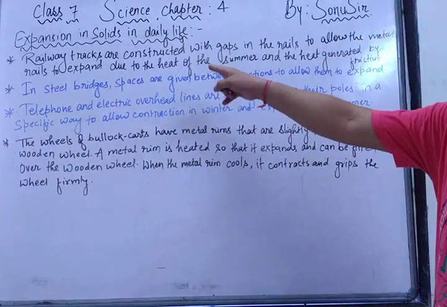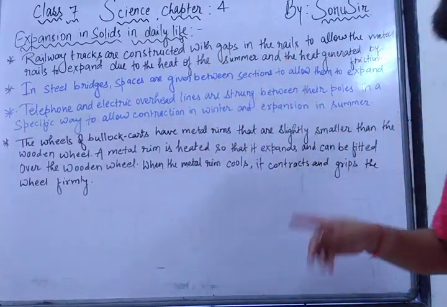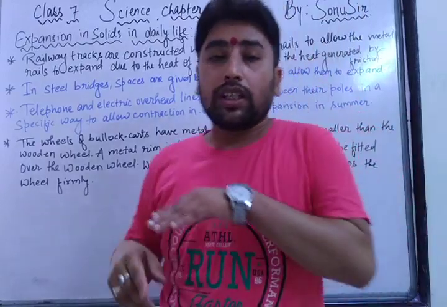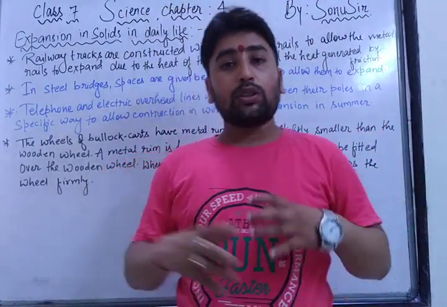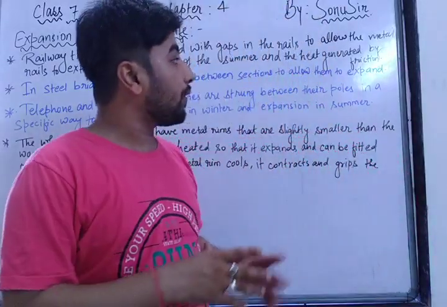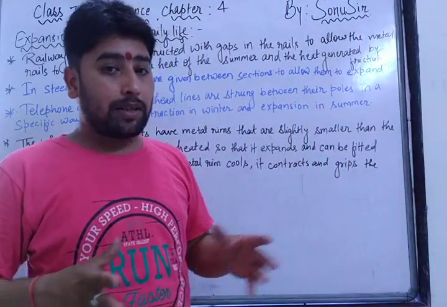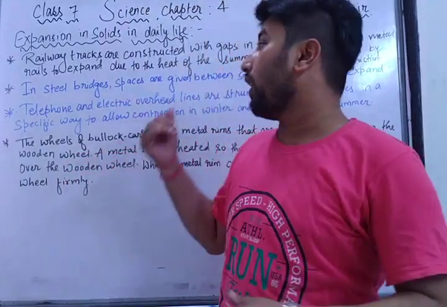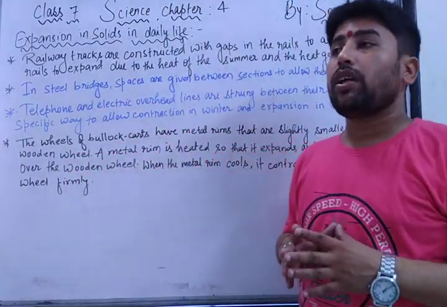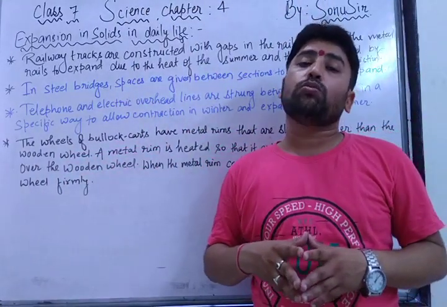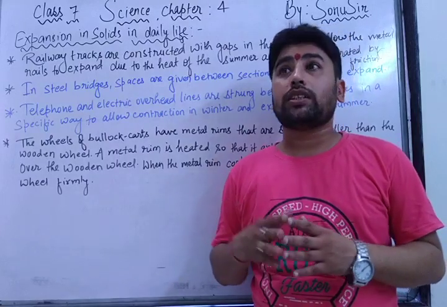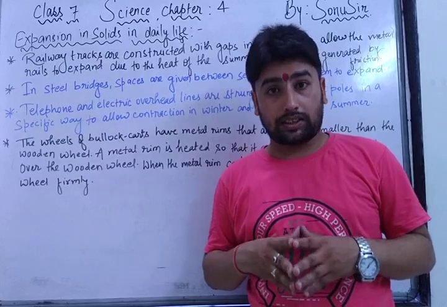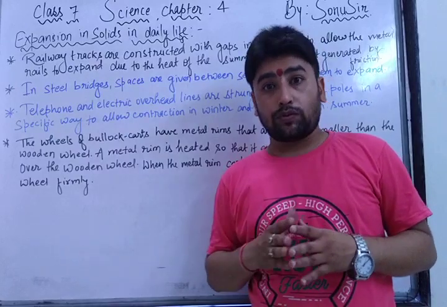They expand due to the heat of the summer and the heat generated by friction, as the train wheels start moving on the tracks and they get friction. Because of that friction, heat is generated, especially in the summer season. From the month of March to June or July, the temperature rises to 40 to 45 degrees Celsius in India, and sometimes more than 45 also.